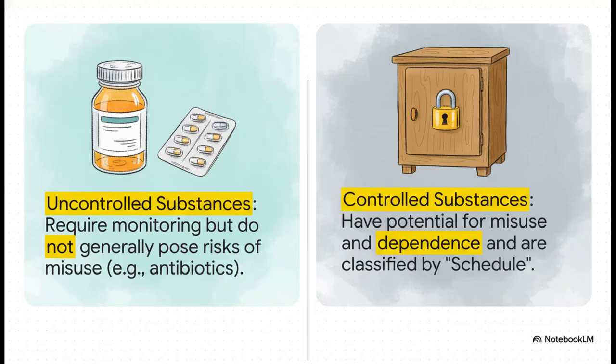All right, so it's not just about the name. You've got to know its legal status. And the big dividing line here is between uncontrolled and controlled substances. Think of antibiotics. They're uncontrolled. But things like morphine, that's a controlled substance because it has a potential for misuse. And that means it comes with a whole set of strict federal rules for handling, counting, wasting, the whole shebang.